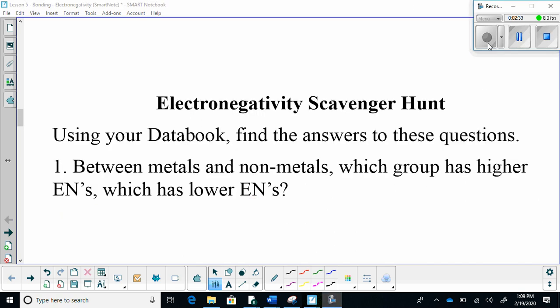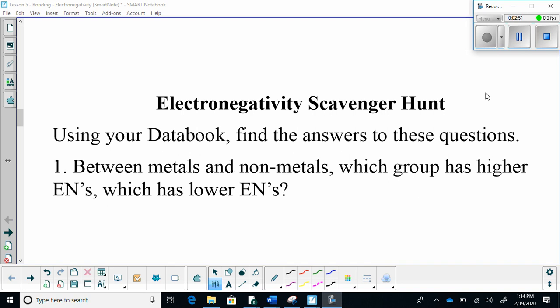I'm going to give you about 5 minutes. You're going to go through your data booklet and do the scavenger hunt. There are 6 questions. I'm going to give you 5 minutes to answer those questions, and then we'll come back and share our answers. Let's see how you did.